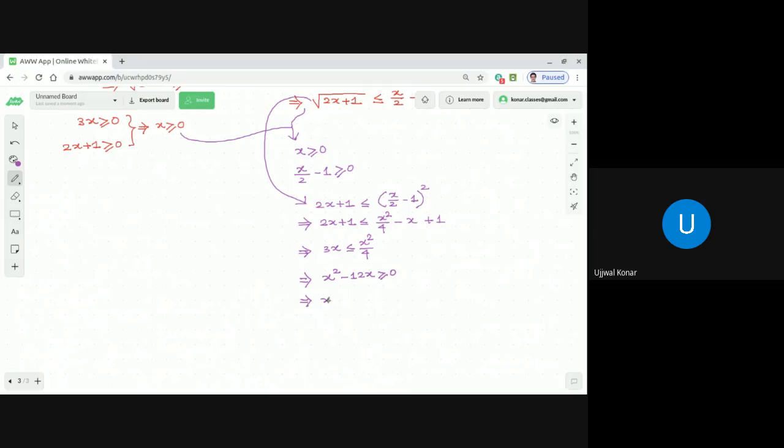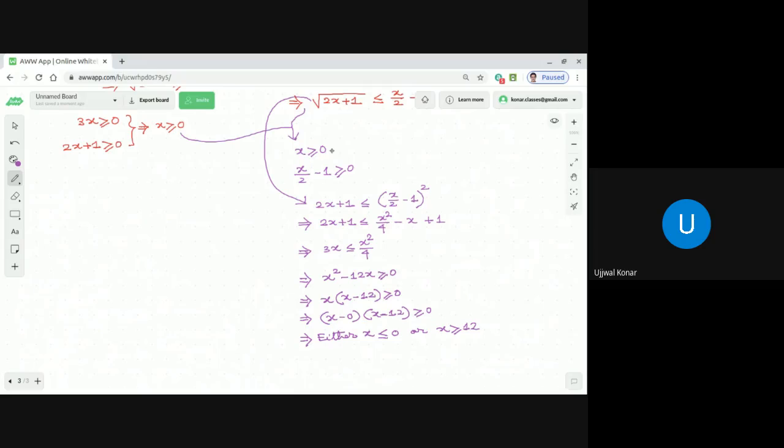This implies x into x minus 12 is greater than or equal to 0. So if you recall the same thing, x means x minus 0 into x minus 12 is greater than or equal to 0. Remember, x minus alpha into x minus beta greater than or equal to 0. That means either x is greater than or equal to 12 or x is less than or equal to 0. Correct or not? That implies either x is less than or equal to 0 or x is greater than or equal to 12.